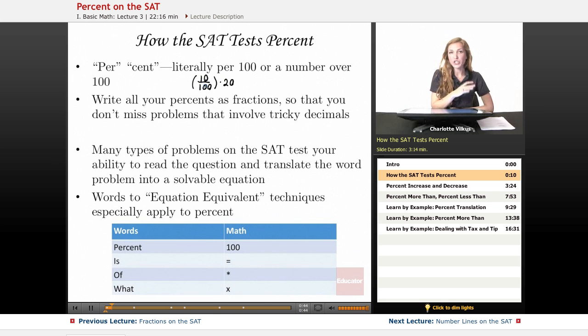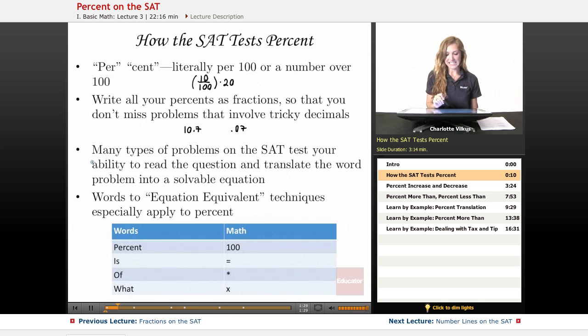If you want to be able to do SAT problems really well and super quickly, it's important that you write all of your percents as fractions so that you don't miss problems that involve tricky decimals, especially when we're looking at maybe 10.7% of something, or different decimals in our numbers. The decimal place can get really mixed up if we're just trying to put everything as, oh, 7%, I'll put 0.07. If we just put the number over 100, we're going to get the problems right, no problem. So this is just an important thing to keep in mind.